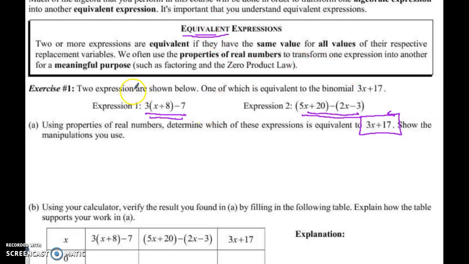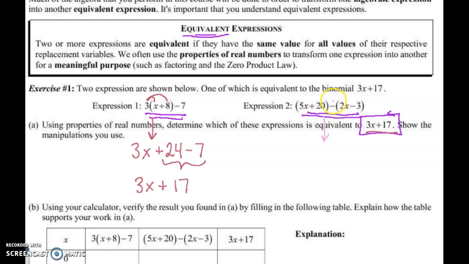Well, if we look at expression 1, the first thing you should do is distribute. So I'm just going to show my work down here. So that's equal to 3x, 3 times 8 is 24, and then subtract 7 from it. Well, now you can combine like terms. And that's equal to 3x plus 24 minus 7, which is 17. Same thing, right? Then you can do the same thing with this.